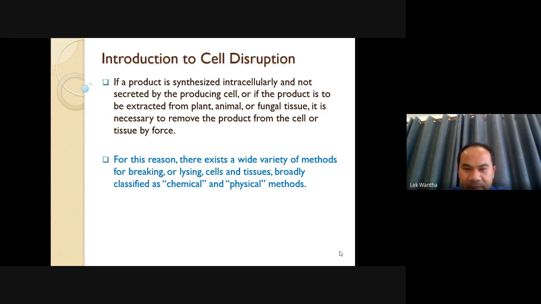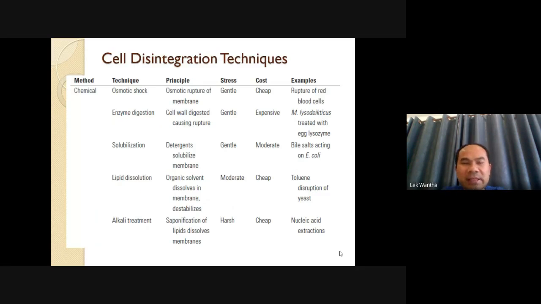Next step. For this case, we have a lot of kinds of techniques to break the cell. Sometimes we call it disruption or lysing of the cell or tissue. We have at least two types of techniques, chemical and physical methods. This table shows examples of cell disintegration and cell disruption techniques. For the first, I will show you a chemical technique. The first one we call osmotic shock.